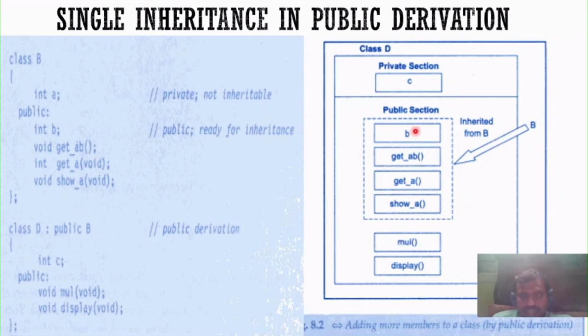Now check here, B is a public data member, that is inheritable, yes. Void get A, it is a public member function, inheritable. Void get AB, yes, it is inheritable. Void show A, yes, it is inheritable. So these are all inherited from B as public data members and member functions. Now inside the class D, it will contain two member functions. One is multiplication, another one is display. That is all about single inheritance in public derivation.